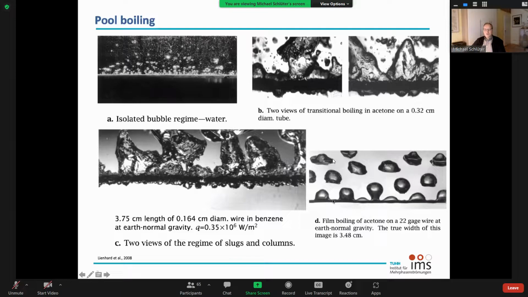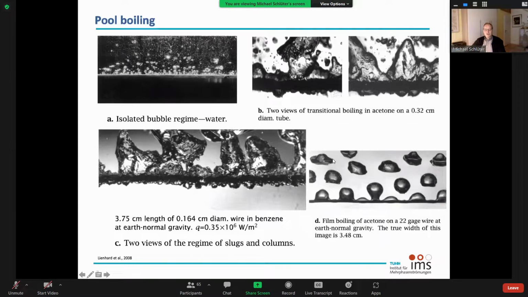And what is the reason for that? This is, on first view, very astonishing, but this is a regime of film boiling. And if you have film boiling, what happens is that you have so much vapor that appears here at the wire that the vapor cannot escape anymore by vapor bubbles.